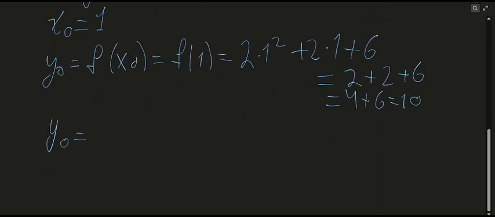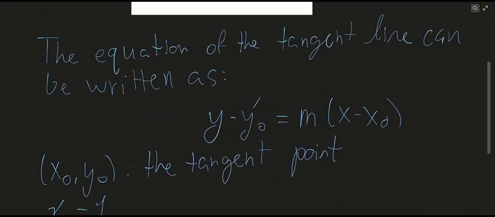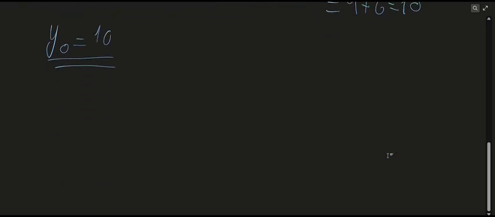Let's just write this on a new line. We have the x sub 0 and we have the y sub 0. The equation of the tangent line is kind of a three-part fill-in-the-blank problem. You got to find this, which has been taken care of. You got to find this, which has been taken care of. And now the only thing that remains is m, which is the slope. The slope of the tangent is nothing but the derivative evaluated at that tangent point.